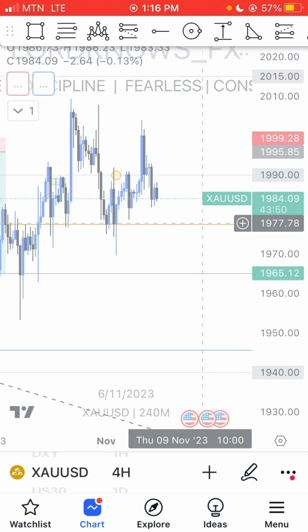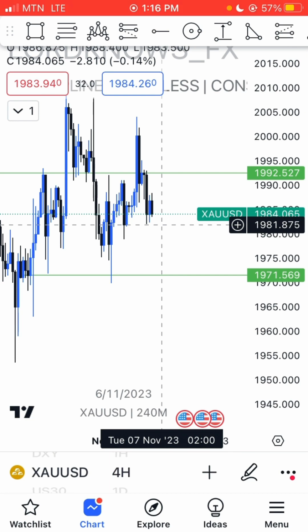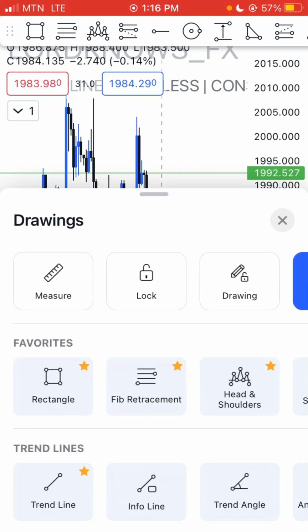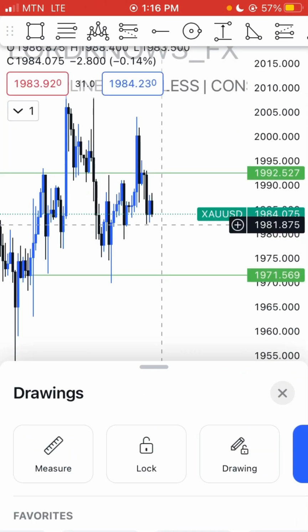Then I would go for a sell. So I'm waiting for gold to get to this zone, then I'll go for a buy. My overall bias on gold is it's a buy. So I'm planning on catching these pips.